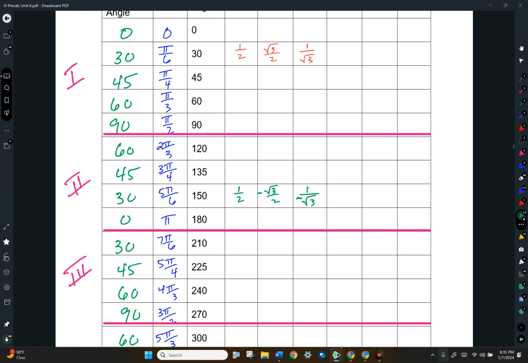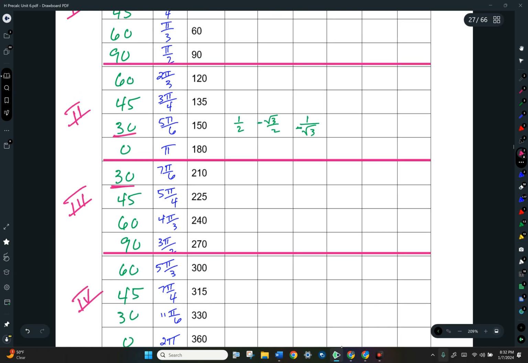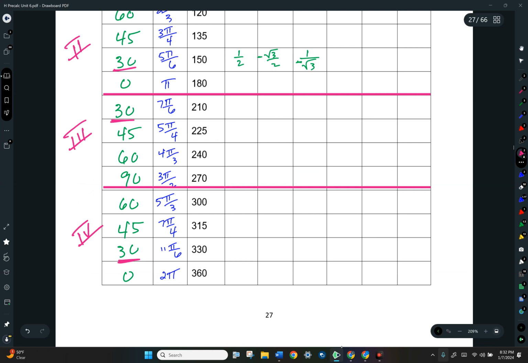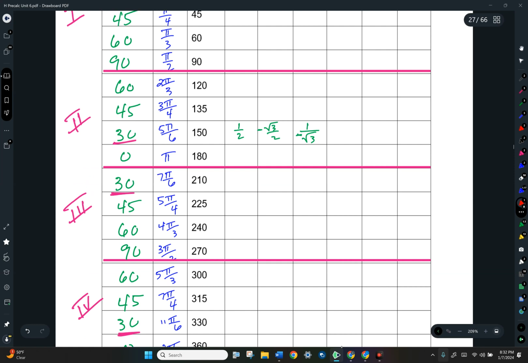Not that we need to go through and draw all of these, but notice that the 30-degree line has the same numbers as the 150-degree line. Why? Because the reference angle is the same. So remember, it's all about the reference angle. So that means all of these that have a 30-degree reference angle are going to have those exact same values. So I can fill in the 210 down here as a 1/2, square root of 3 over 2.